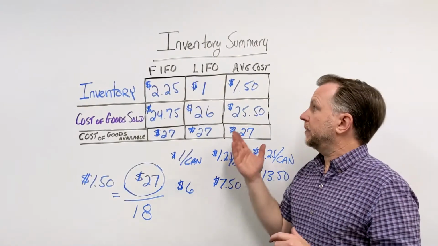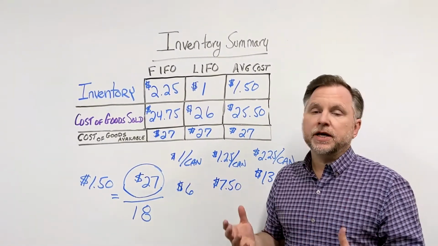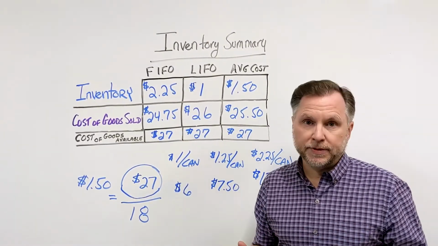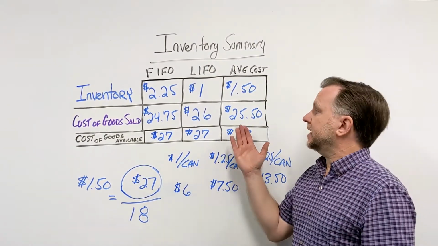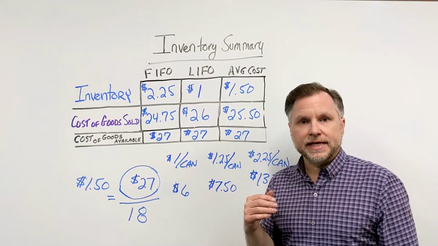One of the reasons why people didn't use average costing is because inventory systems weren't complicated enough to be able to do that. Now they are. So I'm seeing more and more average costing out there.